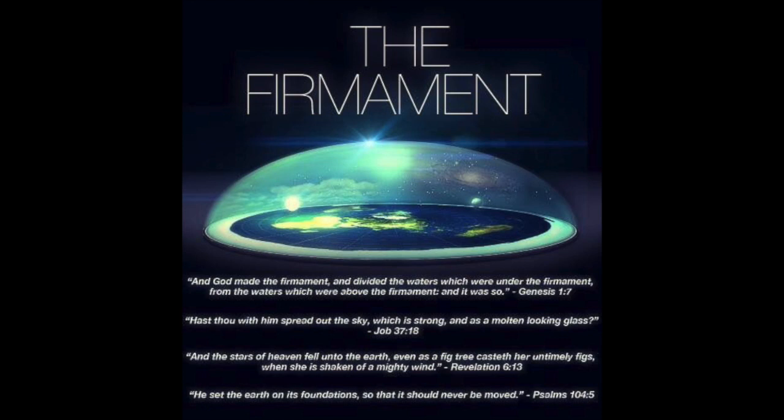According to the Bible, there is a firmament or hard surface above the earth, and the earth does not move, meaning we are not revolving around the sun. Genesis 1:7. And God made the firmament, which separates the waters above from the waters below. Job 37:18. Hast thou with him spread out the sky, which is strong, and as a molten looking glass. 1 Chronicles 16:30. He has fixed the earth firm, immovable. Psalm 93:1. Thou hast fixed the earth immovable and firm. Psalm 96:10. He has fixed the earth firm, immovable. As you can see, the Bible has the answers, and they completely destroy the heliocentric lie.